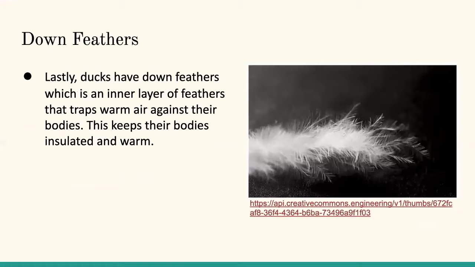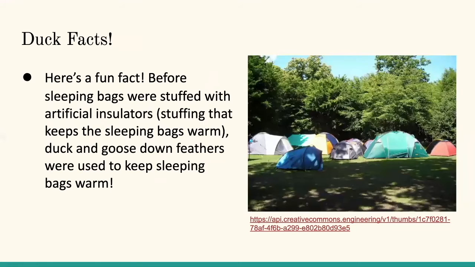Lastly, ducks have down feathers, which is an inner layer of feathers that traps warm air against their bodies. This keeps their bodies insulated and warm. Here's a picture of a down feather zoomed in. Down feathers are incredibly soft. Here's a fun fact. Before sleeping bags were stuffed with artificial insulators, duck and goose down feathers were used to keep the sleeping bags warm. A picture to the right is of a campground with numerous sized tents.